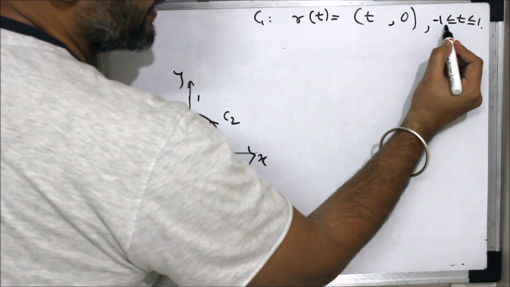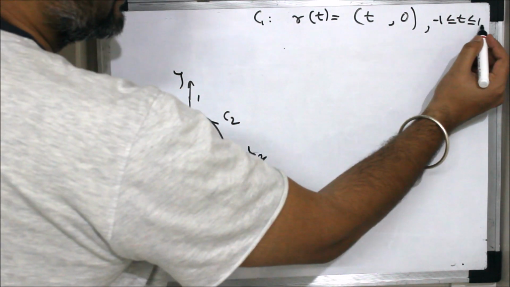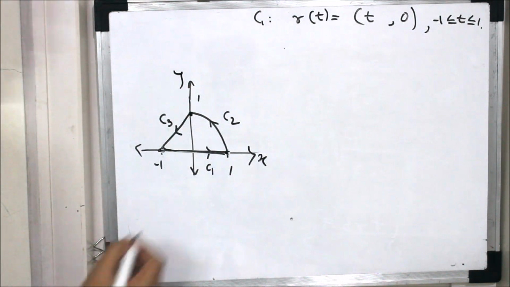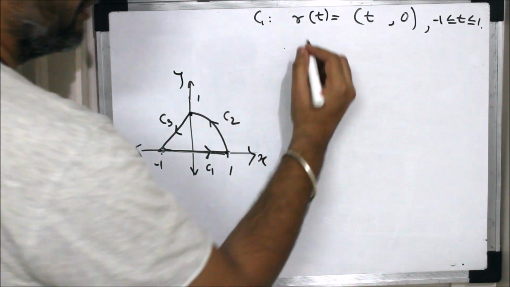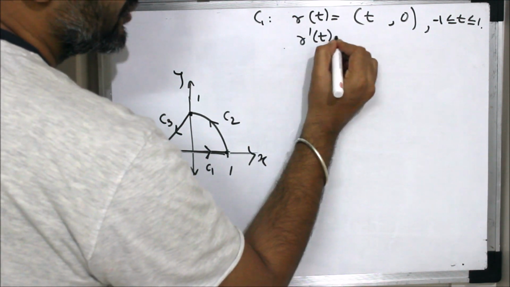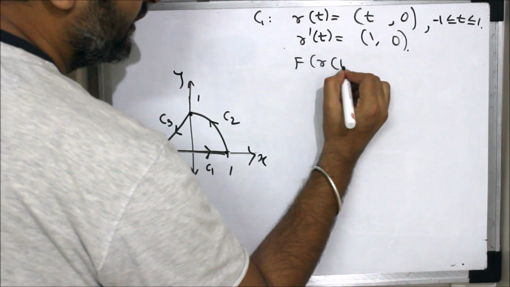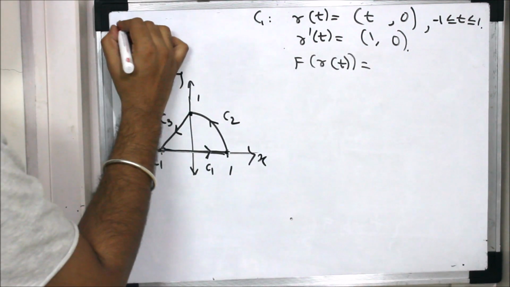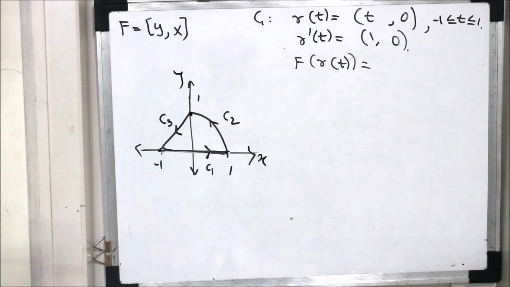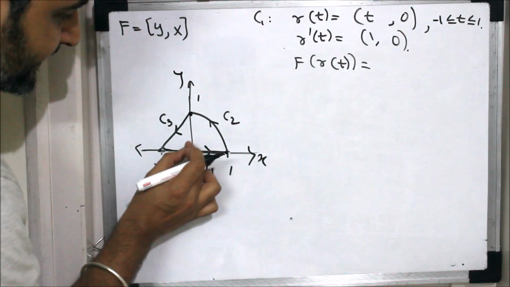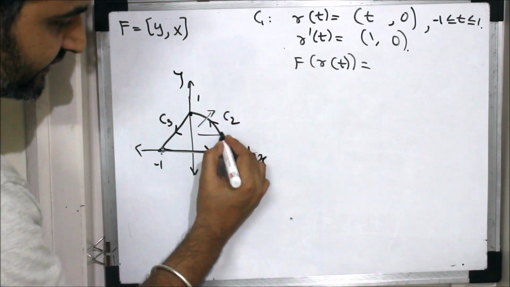When my t is -1, what is the point? -1 comma 0. And when t is 1, the point is 1 comma 0. So this is the parameterization for this curve. And once we have the parameterization, you find r dash of t, you find F of r of t. What was my F? What was my vector field? My vector field was (y, x). In this case, the vector field will go outward, like this.